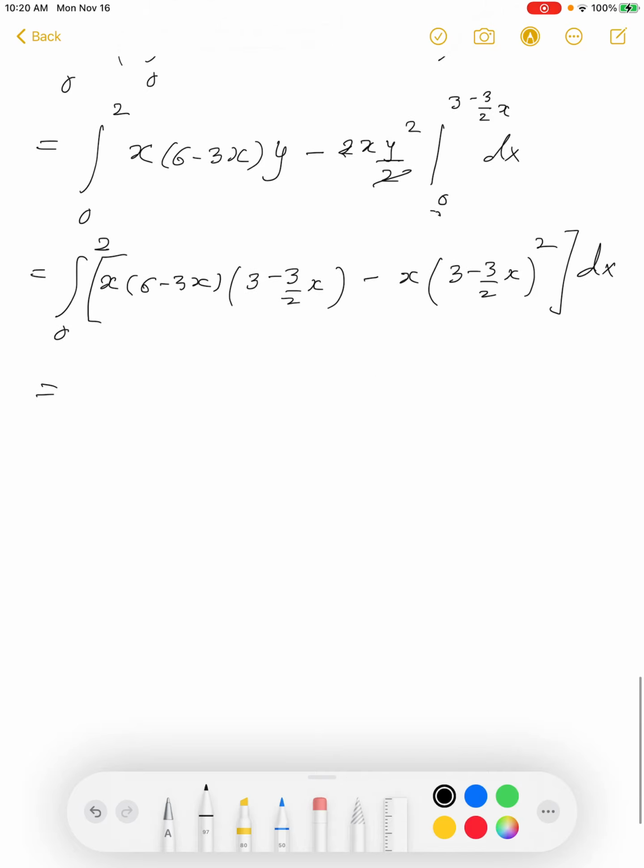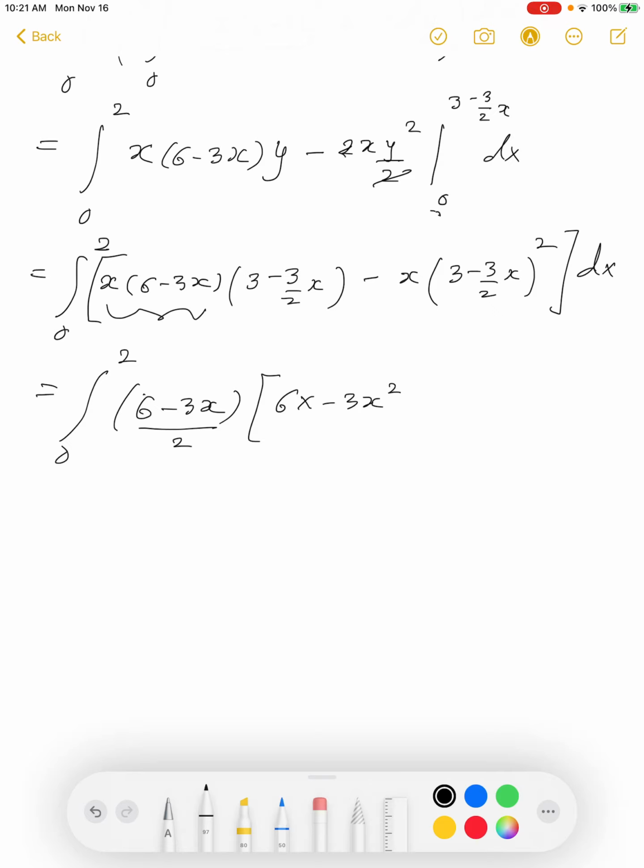So this is going to be a long computation, but it's not impossible to do. Let us simplify this a little bit. How do we do this? Maybe it is better to pull this out. So again, I will write this as 6 minus 3x by 2. That's a common factor multiplied by this, which is 6x minus 3x squared, minus you will have x times 3 minus 3 by 2 x, dx.